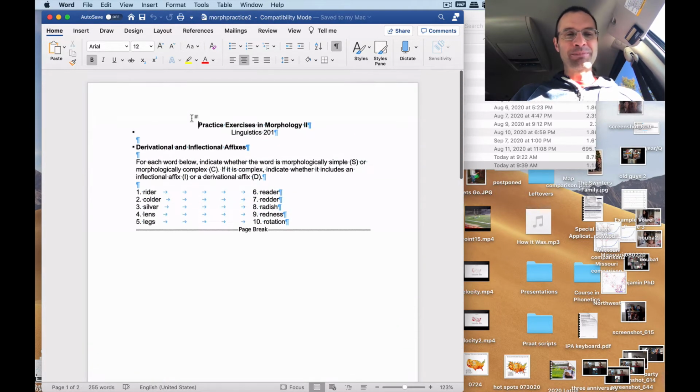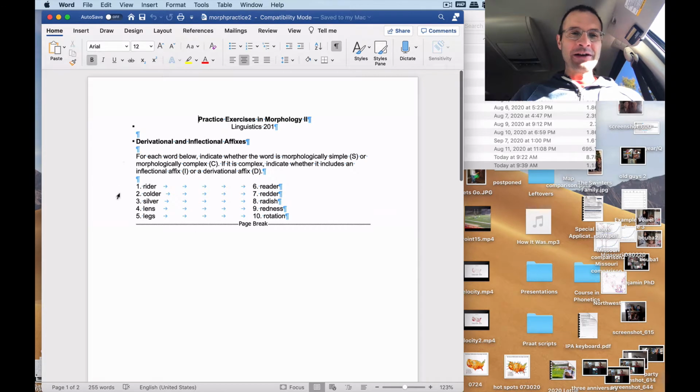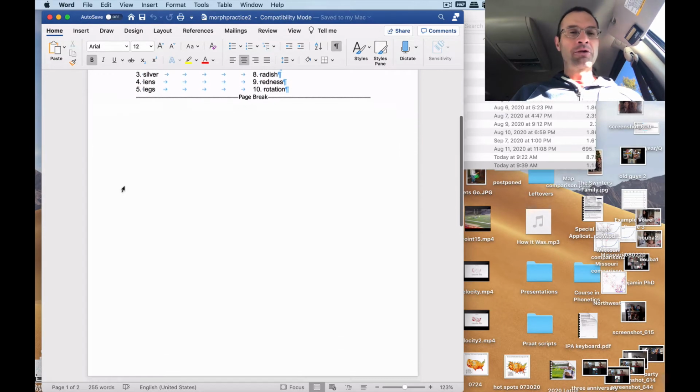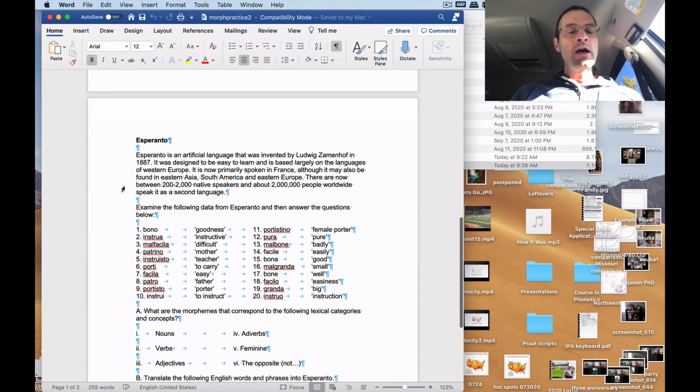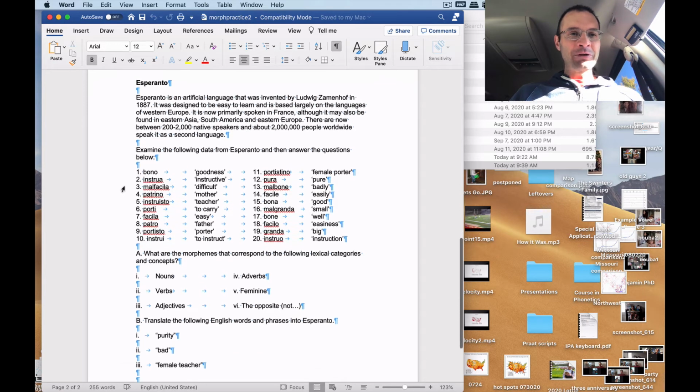Anyways, the second part of this is Esperanto. So the first part of the second part is about derivational and inflectional affixes, and because I haven't talked about those in class yet, I'm actually going to skip this, and we'll do this for the second set of practice exercises for this upcoming Friday. What I want to talk about for now, relatively briefly, is the language Esperanto.